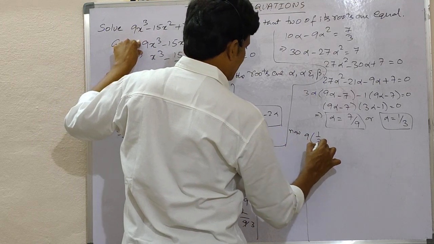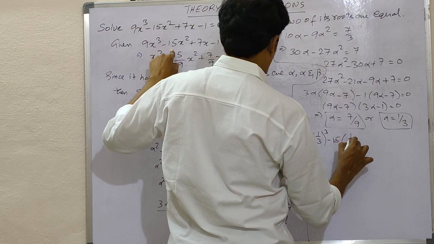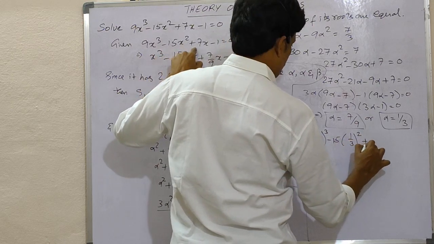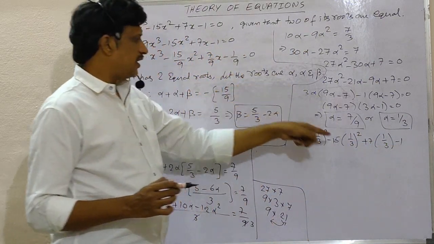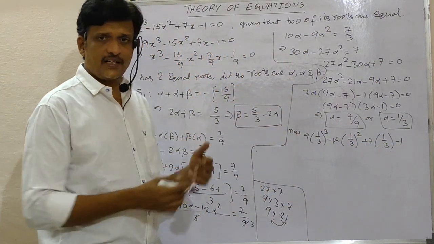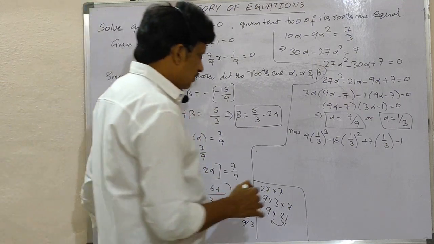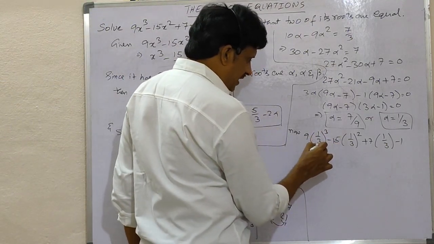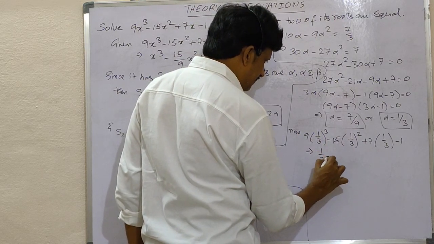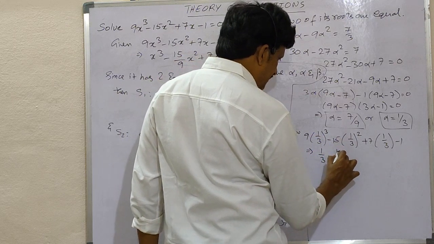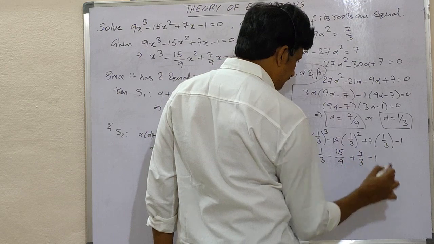Now 9 into 1 by 3 whole cube minus 15 into 1 by 3 whole square plus 7 into 1 by 3 minus 1. Just consider the given polynomial and put alpha equal to 1 by 3. Alpha means one of the values of x, one of the roots. So this is 3 cube, means 3 square. 9 gets cancelled. You are getting 1 by 3 minus 15 by 9 plus this is 7 by 3 minus 1.